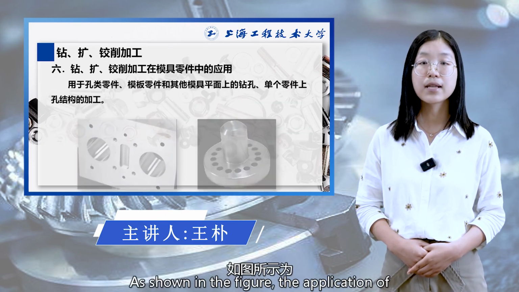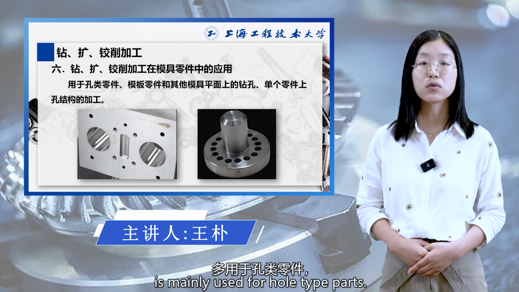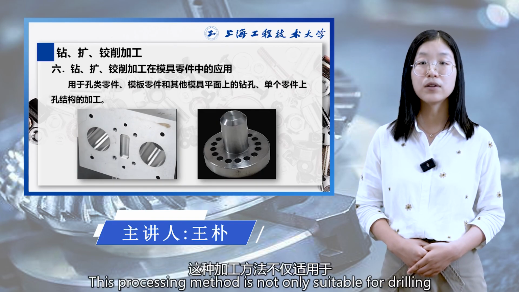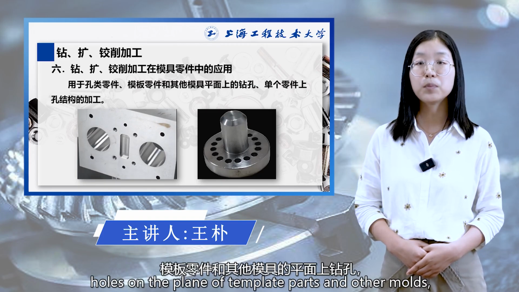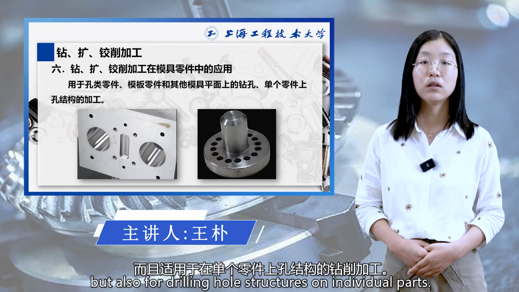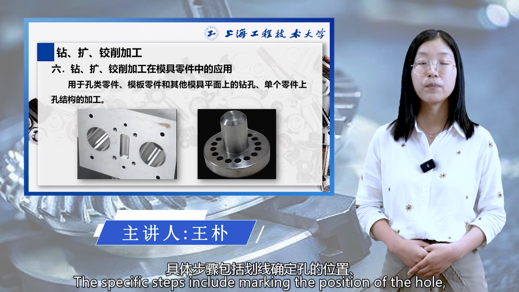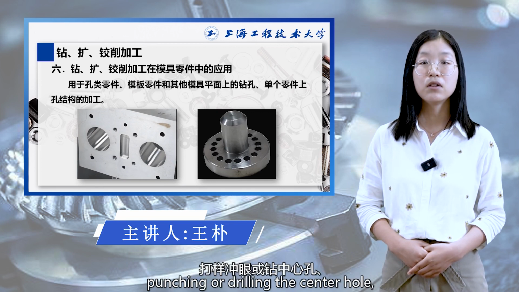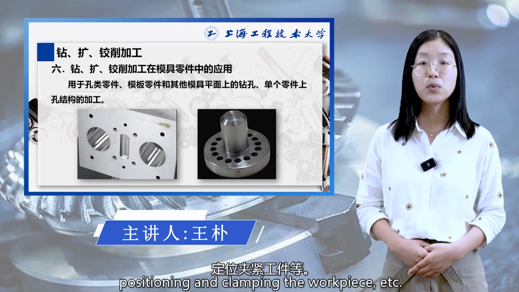As shown in the figure, the application of drilling, expanding, and reaming in mold parts is mainly used for hole-type parts. This processing method is not only suitable for drilling holes on the plane of template parts and other molds, but also for drilling hole structures on individual parts. The specific steps include marking the position of the hole, punching or drilling the center hole, selecting a reasonable drilling amount, positioning and clamping the workpiece, etc.